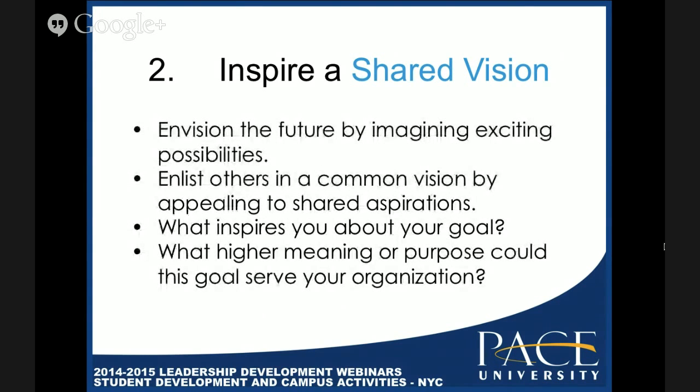Inspire a shared vision. Passionate leaders want to make a difference in their organizations, on their campuses, and in their communities. To make a positive impact, leaders need to have a shared vision. Work together with your fellow officers and members to create a vision for your organization.